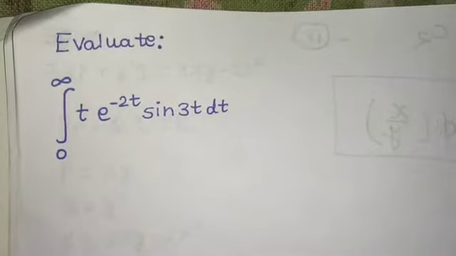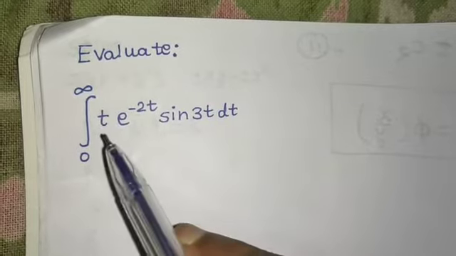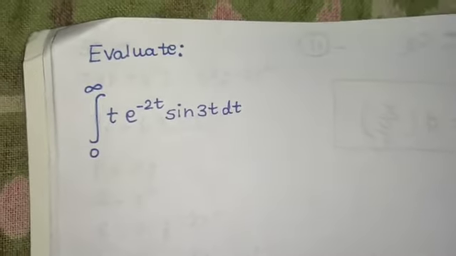Hello everyone, let's solve a question. We have to integrate from 0 to infinity t e^(-2t) sin 3t.